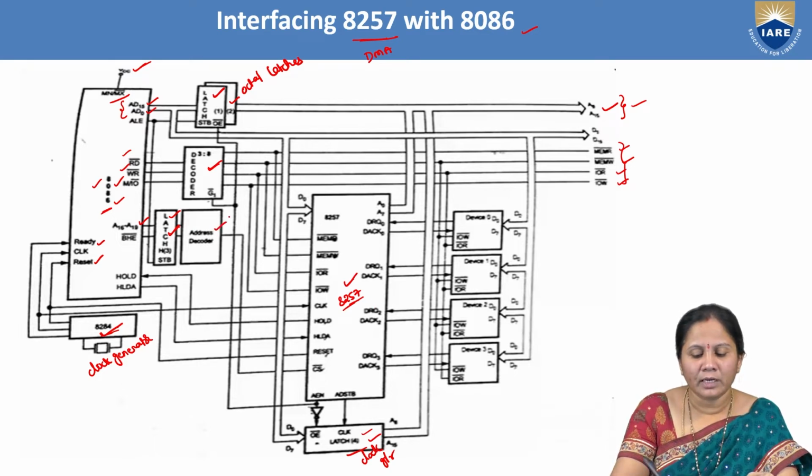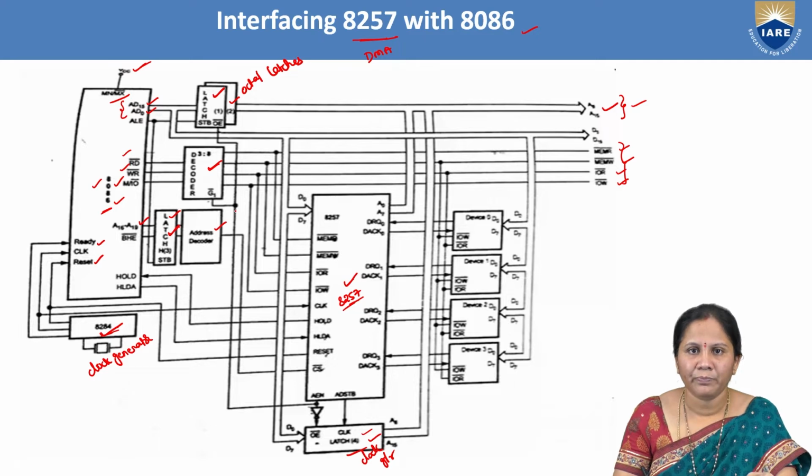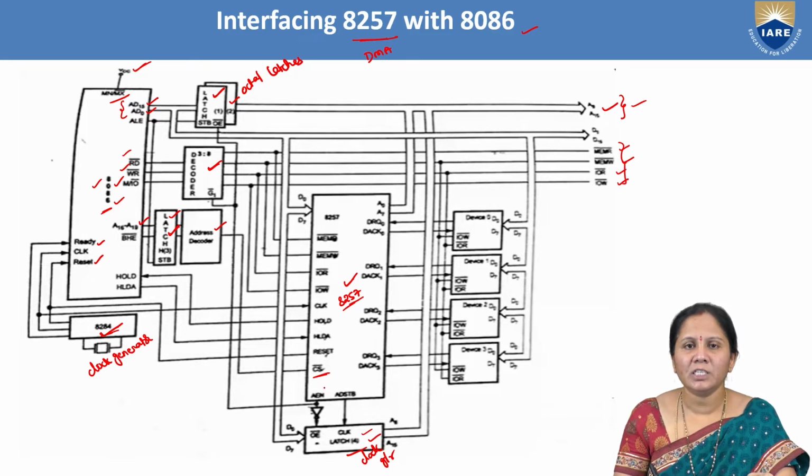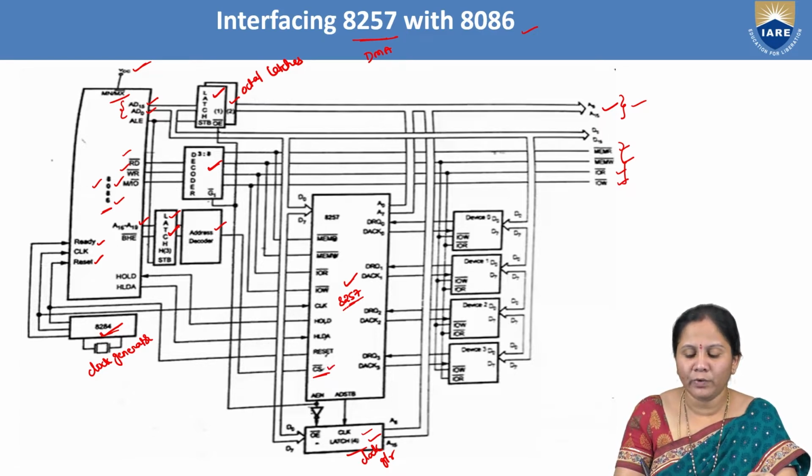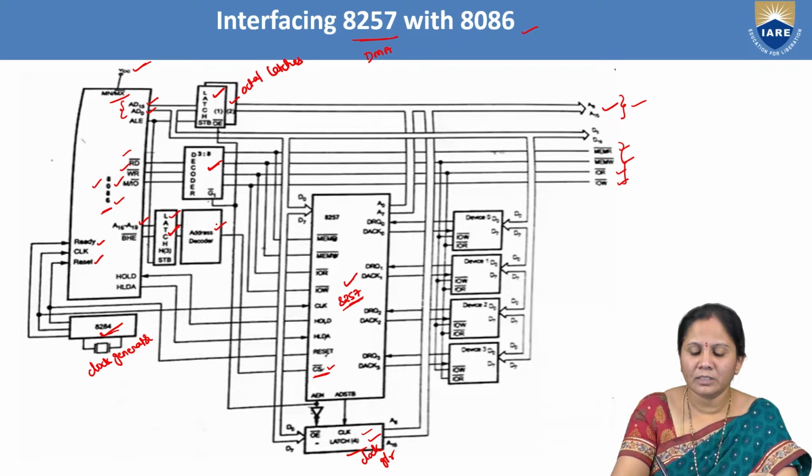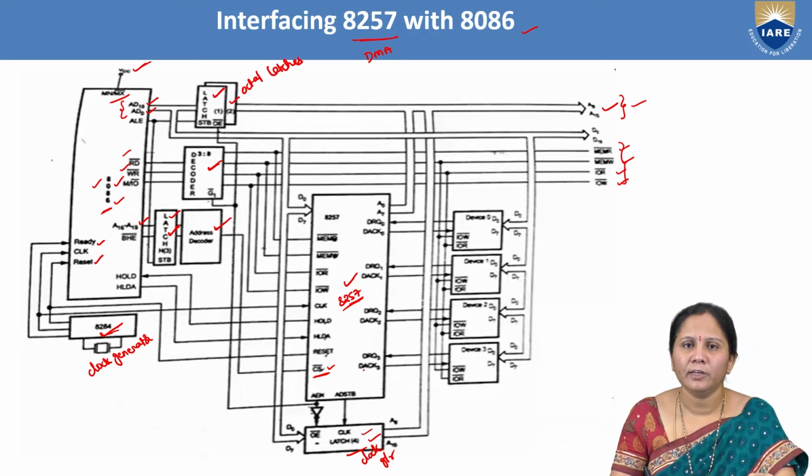And here the address decoder is used. Generally in this 8257 DMA controller, we have one important control signal called CS bar. That CS bar represents chip select. So only when this signal is enabled will this 8257 be activated. Generally this chip selection line of this 8257 DMA controller will be driven by this address decoder only.